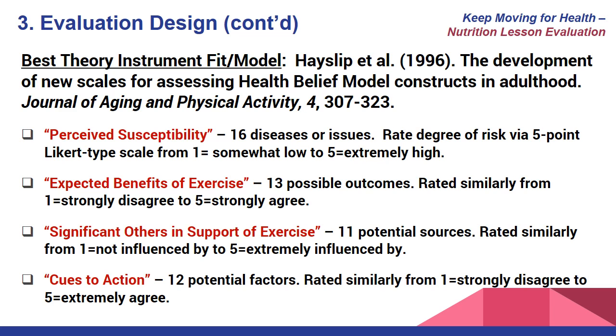You can see some start from low to high, some start from not influenced to extremely influenced in terms of the support, social support one, or they begin with disagree and go to agree. It depends on how the survey's sections are being organized, but you could see that they're all based on that Likert type scale here.